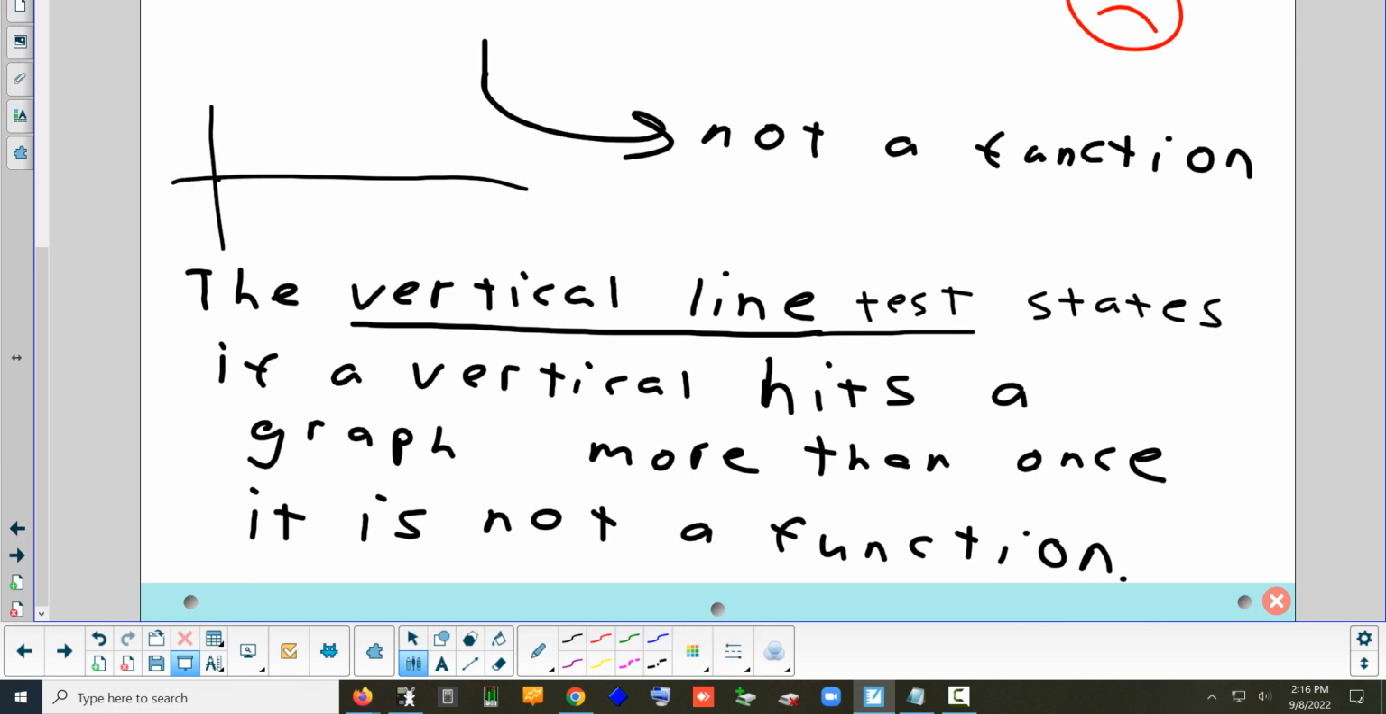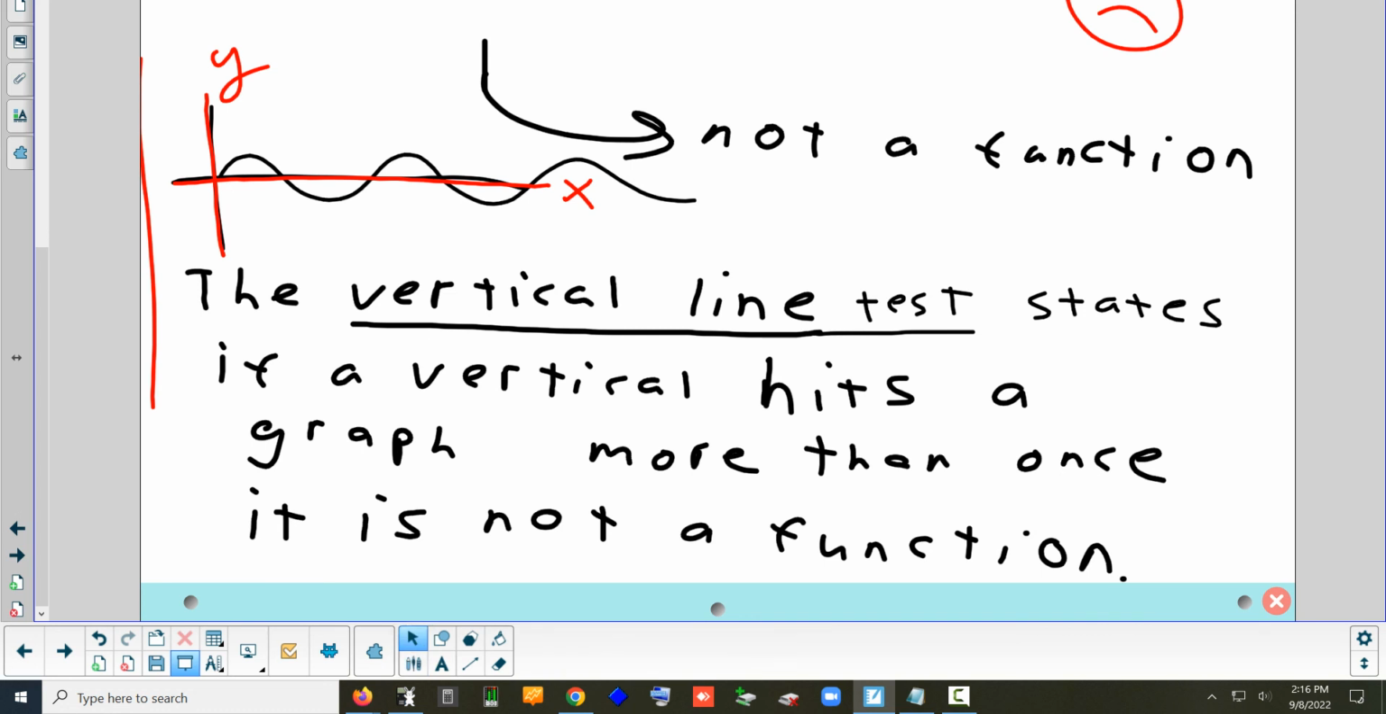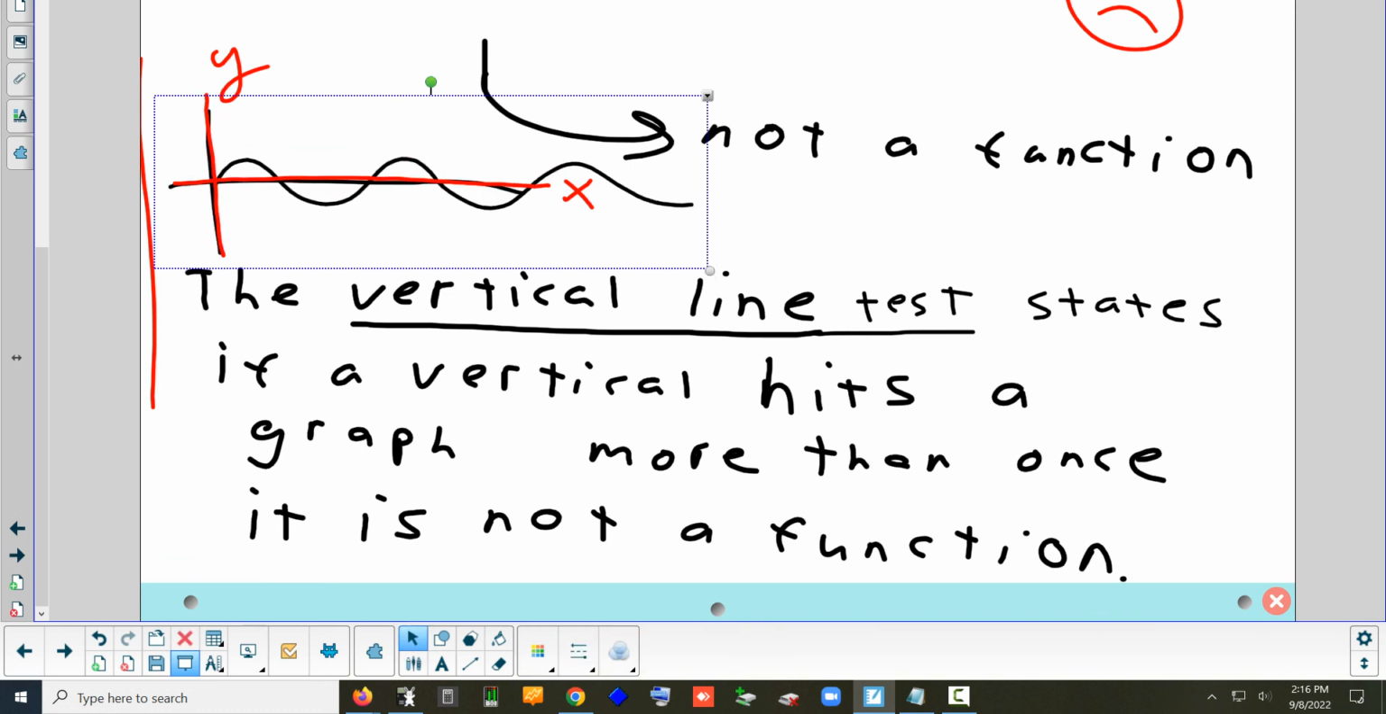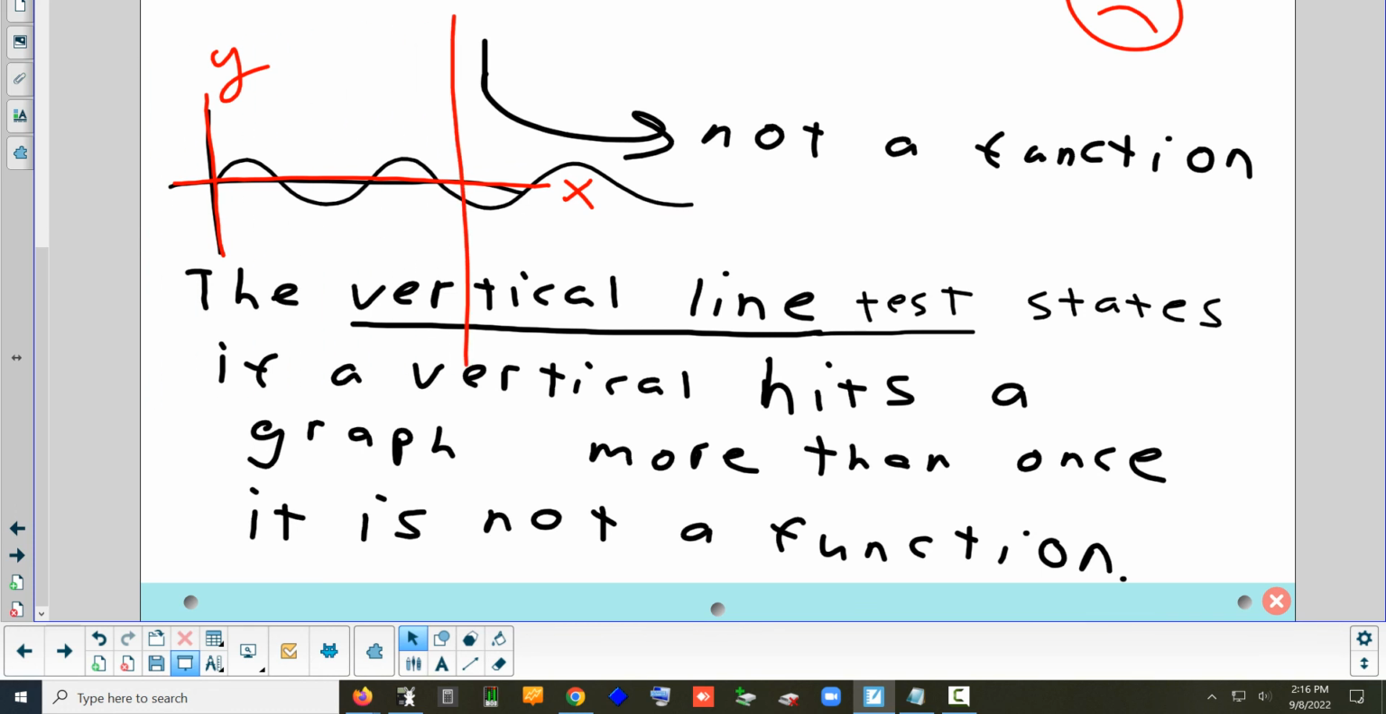How about this? Would that be a function or not a function? That wave in black. What would it be? Yeah, that would be a function, because if I move this red line through the picture, it never hits that wave more than once. Okay? This would be like my x-axis. This would be my y-axis. And the thing I drew, in black, that's my picture. It's a wave. That's a function. It never hits it more than once.